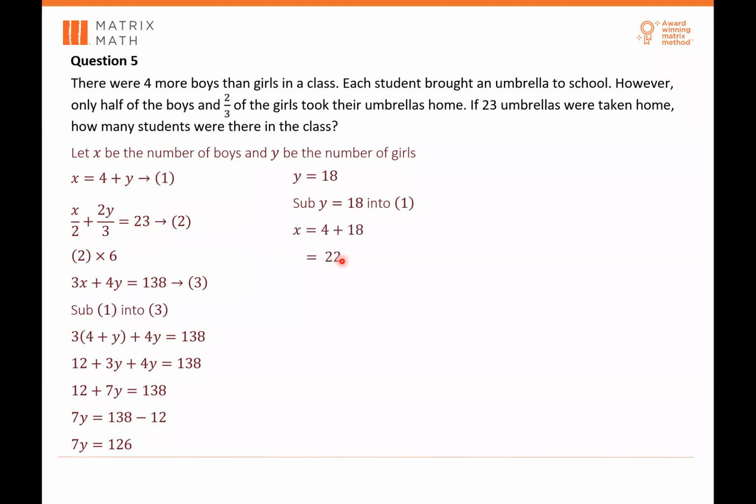So how do you find the total students in the class? Take your x plus your y, boys plus the girls. So 18 plus 22, you get your answer, 40 students in the class.